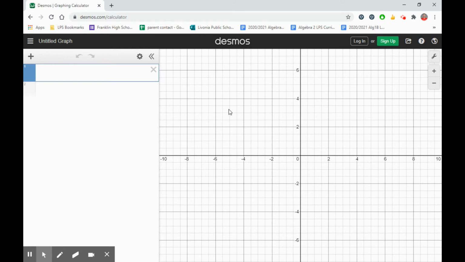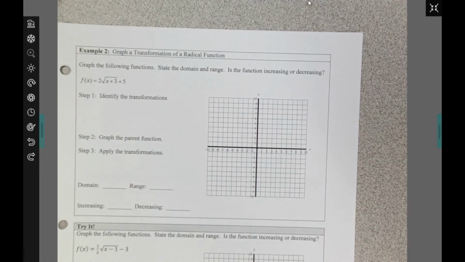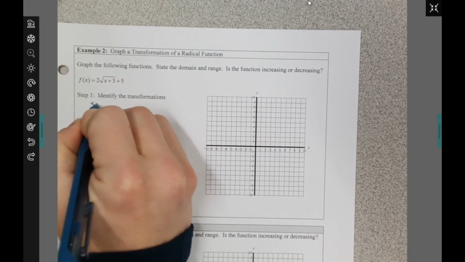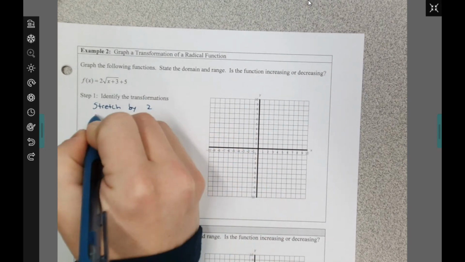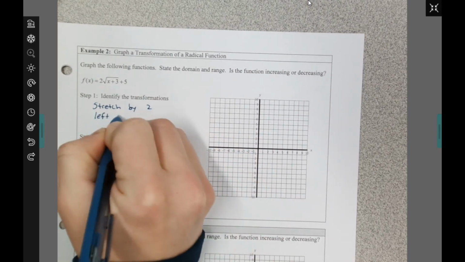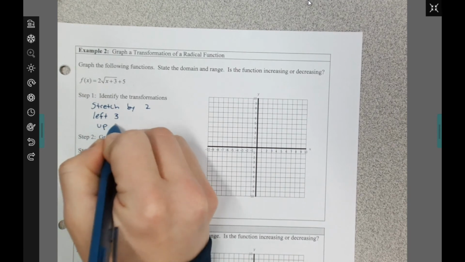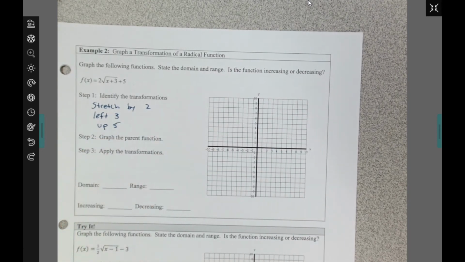Actually, first, before I graph it, you need to be able to tell me what the transformations are. Okay, so without a graphing calculator, you need to be able to tell me that in this we have a stretch by 2. We are going left 3, and then we are also going up 5. Okay, so without a graphing calculator, you have to be able to tell me that.